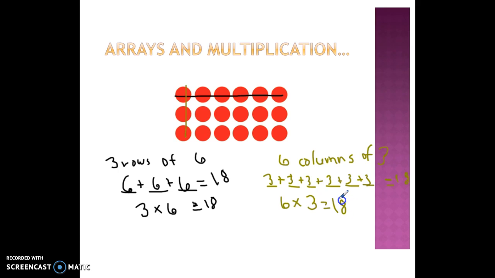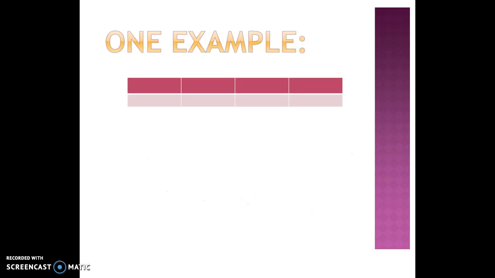And that is how we describe an array and how it relates to multiplication. Here's an example that you can do. So I'll give you some time to work on it, and then I'll see you tomorrow in class and see if you could work this out.